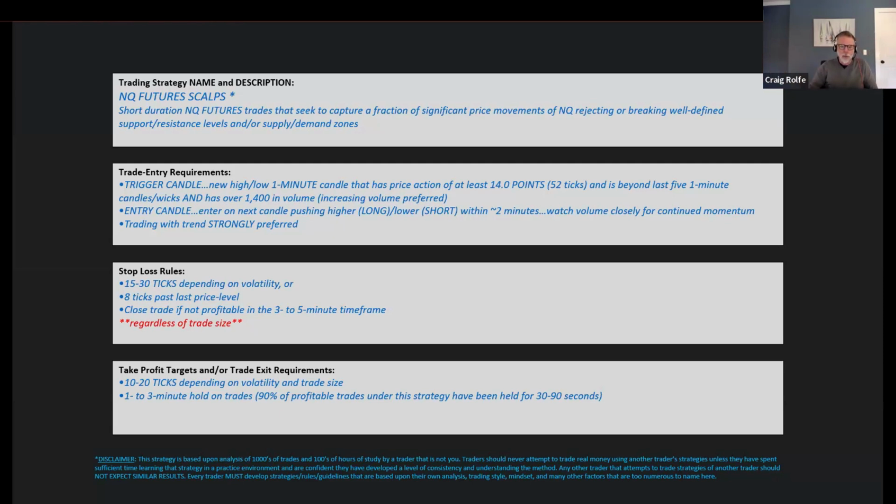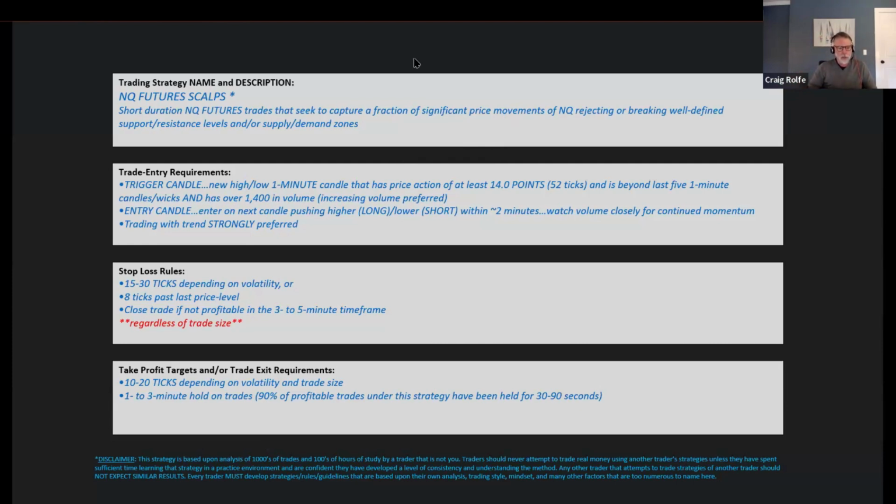So if I'm not profitable after 2 minutes, if that trade's still moving sideways, why would I hang on to it? Sure, it might be ready to take off and be a really profitable trade, but that's not my strategy. I look to capture a fraction of a significant price movement, rejecting or breaking, because I'm a scalper. This is my strategy. This is how I trade.